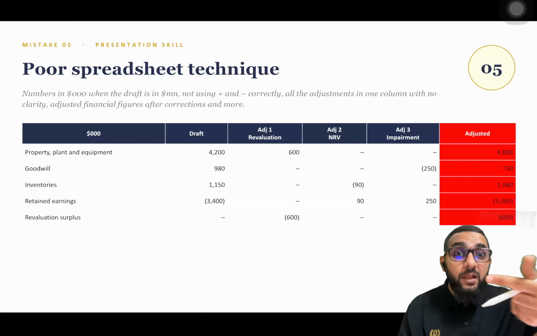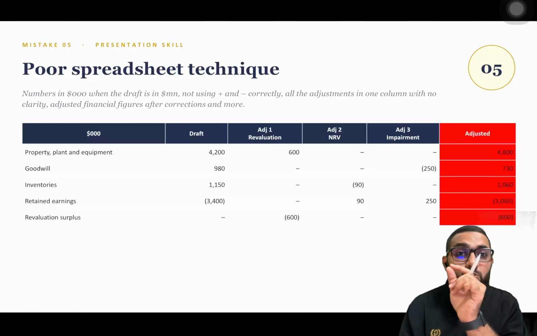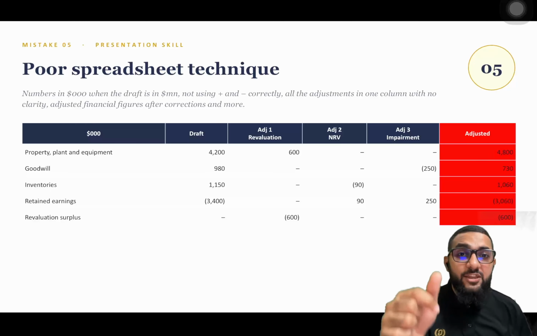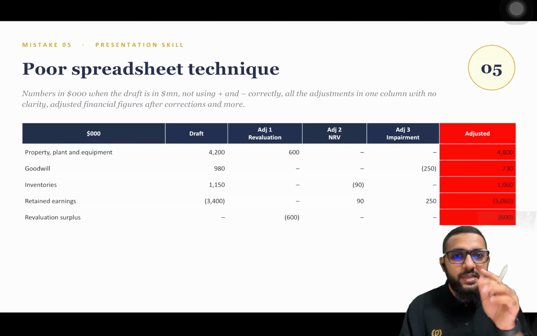Or not using plus and minus correctly. Where you are supposed to deduct, you need to use the minus sign. Where you are supposed to add, you need to use a plus sign or just the number without any signs. Yeah. So when you don't use plus and minus properly, that's also going to cause you issues.